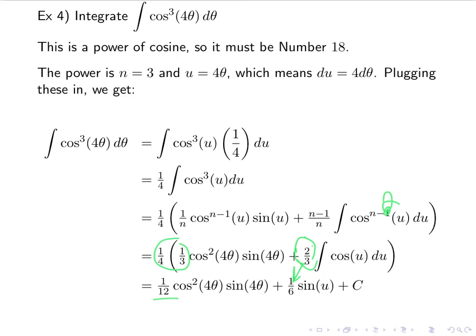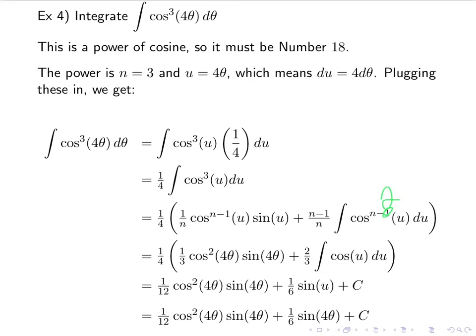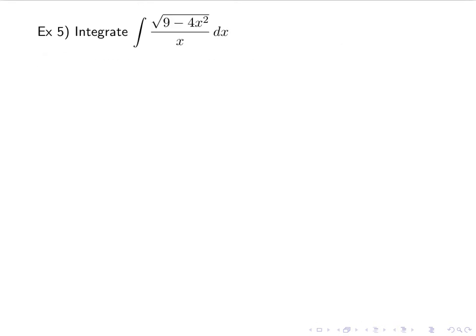Okay, so again, I just distributed the 1/4. And then my last step here is my last u, put it back as theta. So we have 1/4 cosine squared of 4 theta, sine of 4 theta, plus 1/6 sine of 4 theta, plus our constant c. Alright, so we'll do one more.